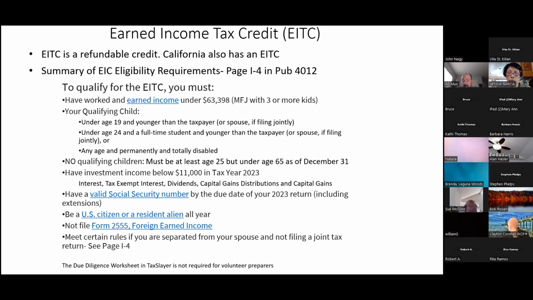And for the VITA volunteer, we don't fill out the due diligence worksheet. That essentially is stripped away from the product that we use, because our software is slightly different than tax professional software, i.e. the TaxSlayer Pro, because TaxSlayer is hired. There's a contract between the federal government and TaxSlayer, and they make that product that we use in the VITA program a little bit different than the software that professionals use.